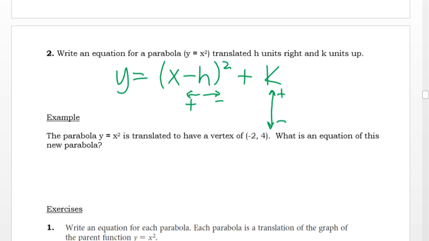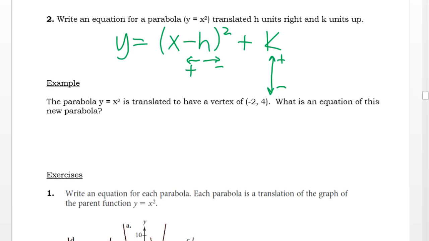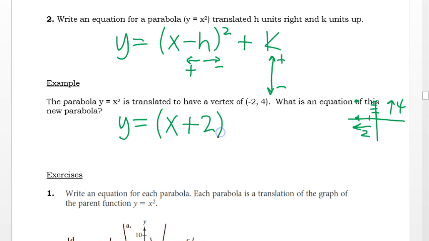One more example. The parabola y equals x squared is translated to have a vertex of -2, 4. What is an equation of this new parabola? So -2, 4 is -2, positive 4. This is going left 2 and up 4. If we want to go left 2, it's a plus in the parentheses. It is always the opposite for the left and the right component. The squared gives it the U shape, and plus 4, the vertical component, is exactly what you would expect. Up for plus and down with minus.